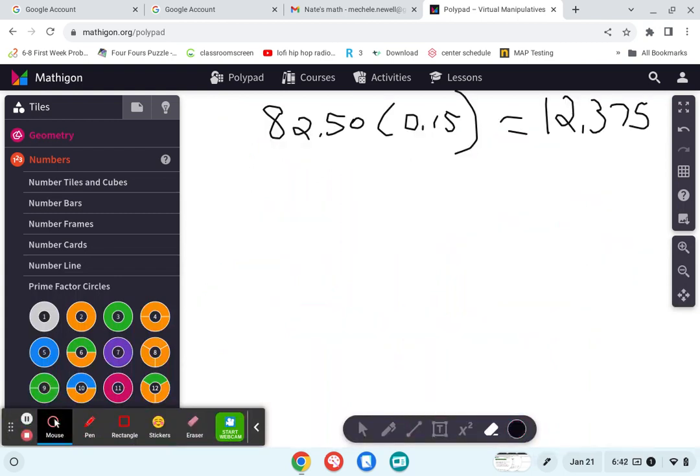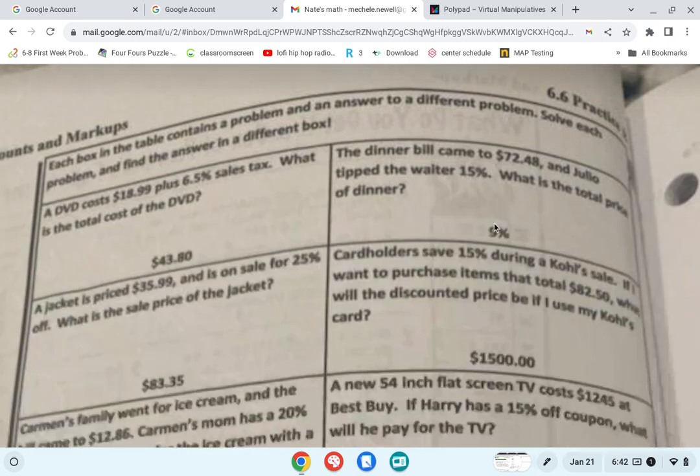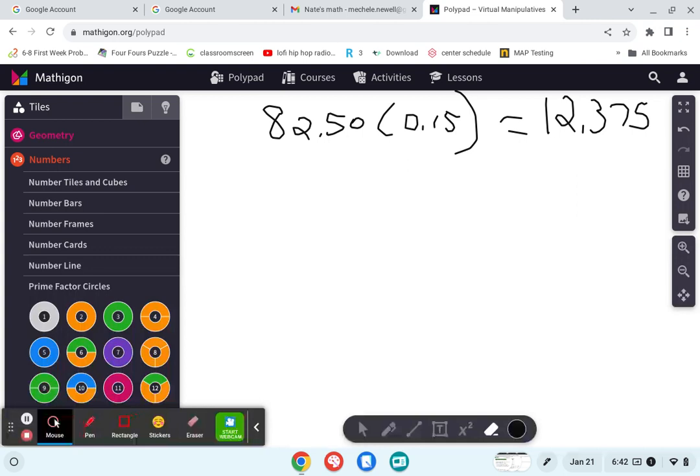All right, so I'm back. I am working on this problem here. Cardholders save 15% during a Kohl's sale if I want to purchase items that total $82.50. So I am going to have items that are $82.50, and I know that I'm getting a 15% discount. I need to first find out what is that 15% of $82.50.